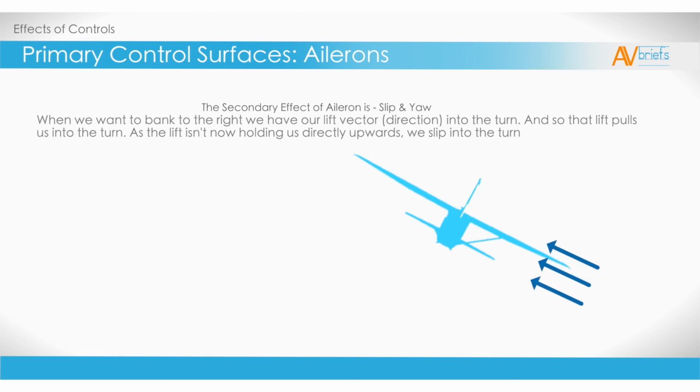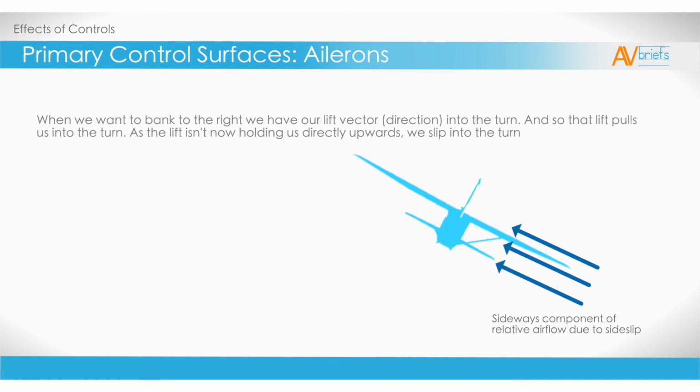There is now a new sideways component of relative airflow due to slipstream. This has the effect of pushing into the side of the airplane. This side slip force has the most effect on the tail, resulting in a yaw.